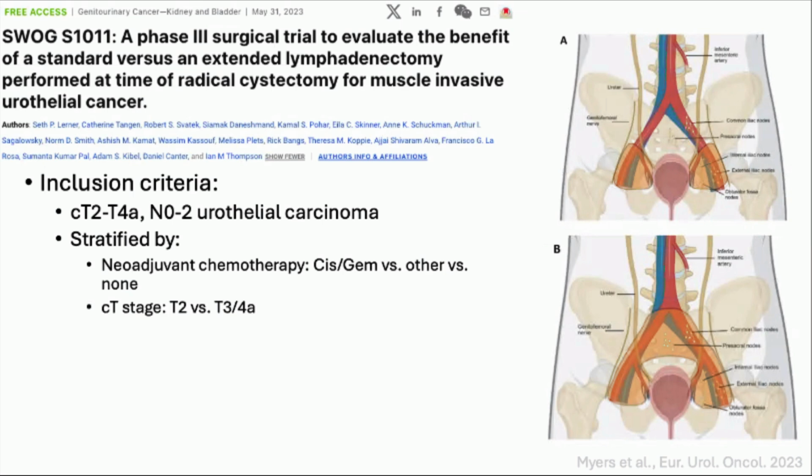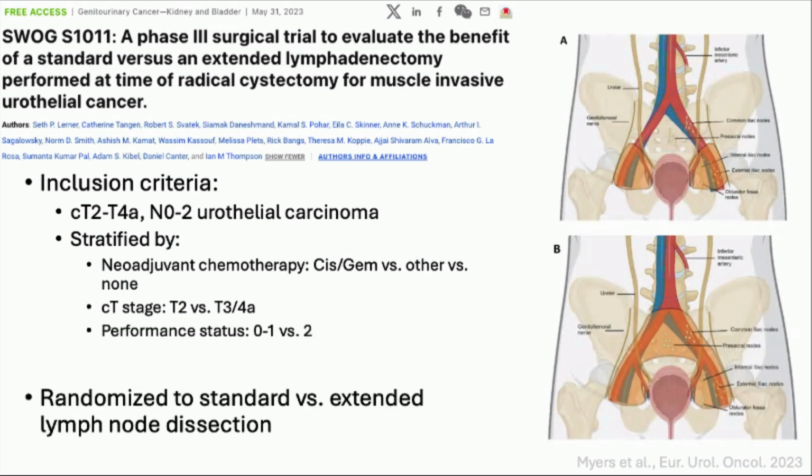They also did subgroup analysis by clinical T stage, by the pathological stage, as well as patient performance status, and patients were randomized intraoperatively after essentially assessing that there was no evidence of any extravesical disease. Patients were randomized to standard versus extended lymph node dissection. The standard template was the same as the LEA trial, while the extended template included essentially nodes up until the aortic bifurcation, including common iliac, presciatic, as well as presacral nodes.